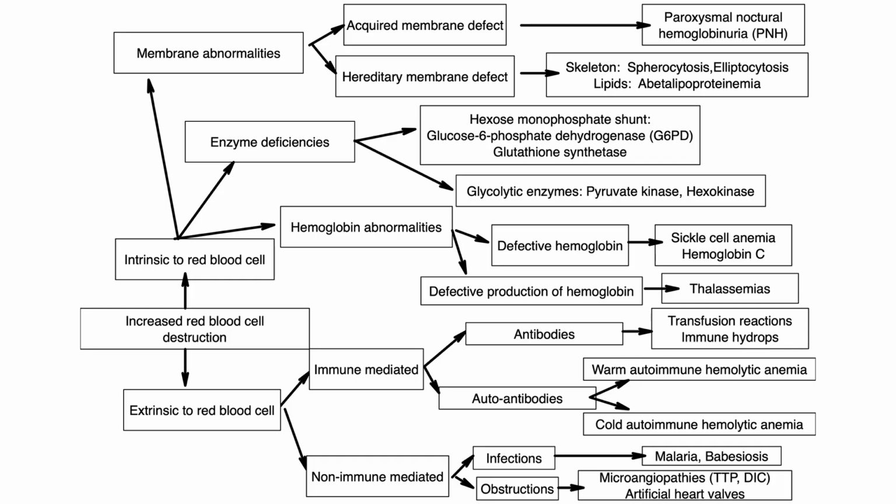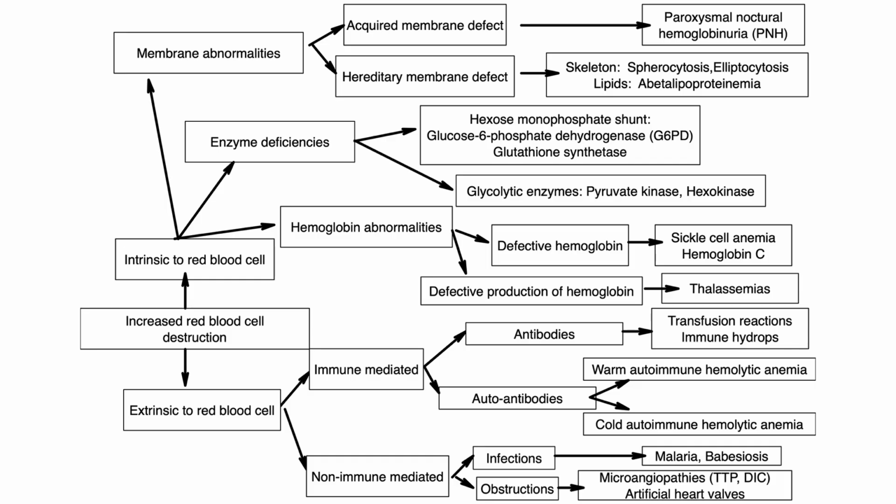You can have enzyme deficiencies. So I already briefly mentioned before, but glucose-6-phosphate dehydrogenase deficiency with bite cells. You can have abnormalities of the glycolytic enzymes, pyruvate kinase or hexokinase. And then you have abnormalities of hemoglobin. Either you can have defective hemoglobin itself. So sickle cell anemia is a defective hemoglobin. Hemoglobin C is a defective hemoglobin. There's a whole bunch of other ones. Or defective production of the hemoglobin, thalassemias.